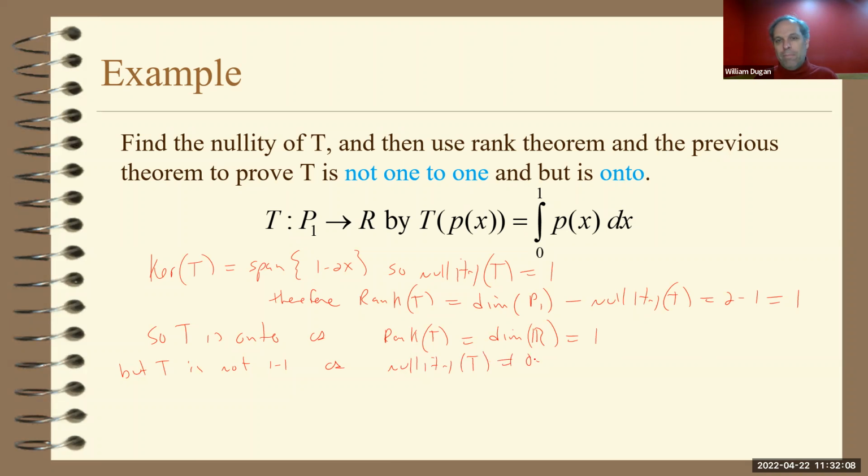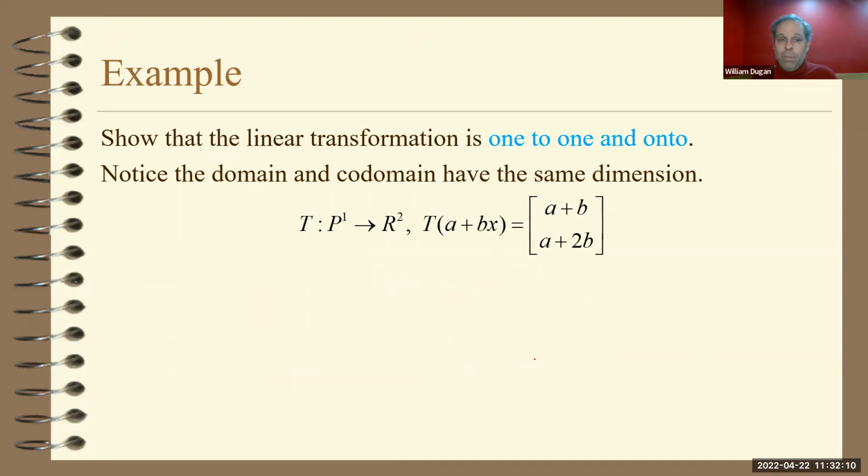Really easy. One more time, but this time an extra little layer here that's kind of fun. I'm going to show you they're both onto and 1-to-1. The only difference I have between this example and the ones that came before is that the dimensions of the codomain and the domain are the same. So let's see what happens.